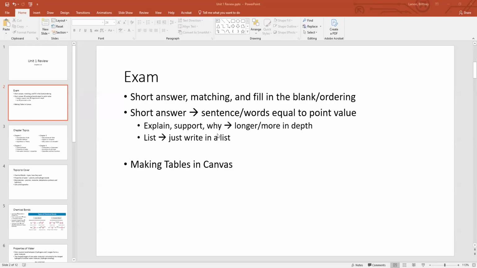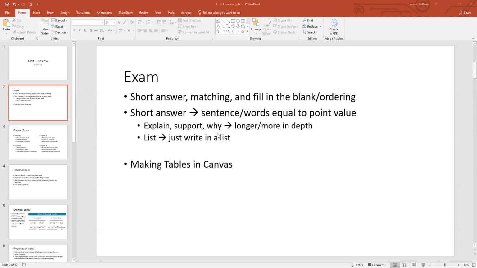If it says explain, support, why, how, what, I'm looking for more specifics. I want a little bit longer. And a lot of times those questions are worth more of a point value. If it says list, please don't write me a paragraph. Literally just write me a bullet list or a numbered list. That is completely acceptable to me.